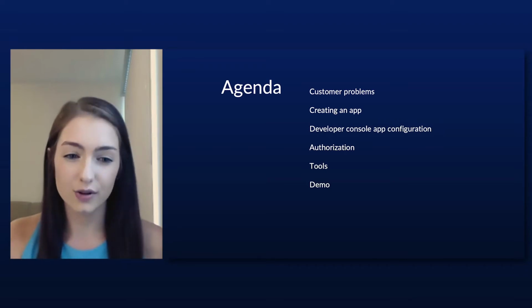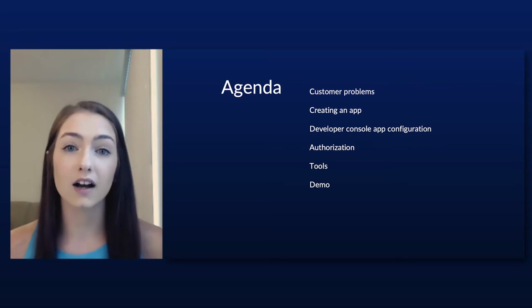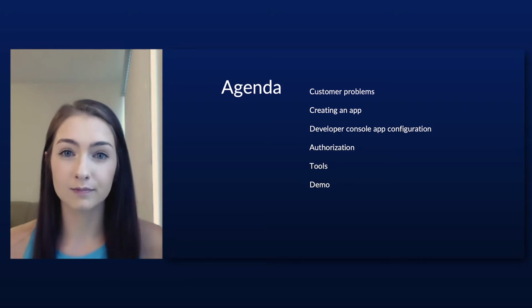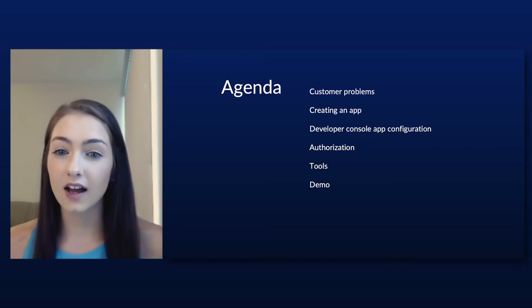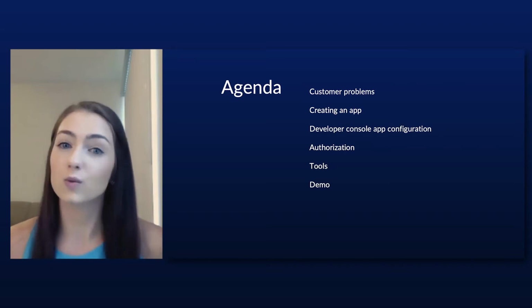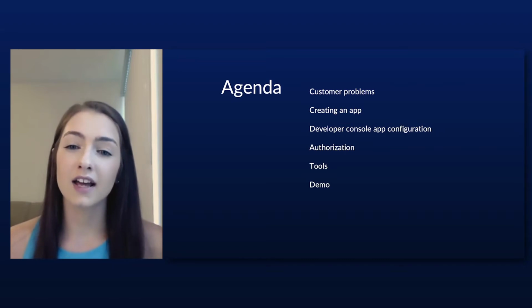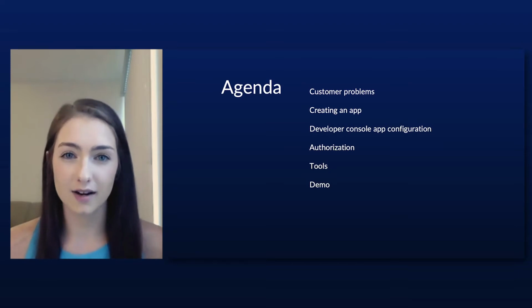So in order to do that, we're going to start by reviewing the customer problems that the Box APIs can solve for. Then I'll walk you through the steps of creating and configuring your first application. We'll authorize it within your Box Enterprise. And then I'll review the tools we provide to our developers and close with a quick demo.